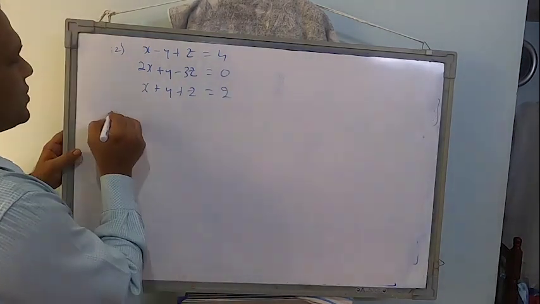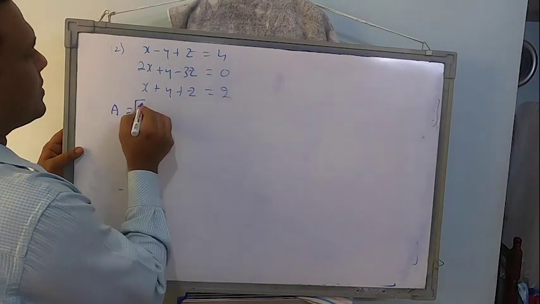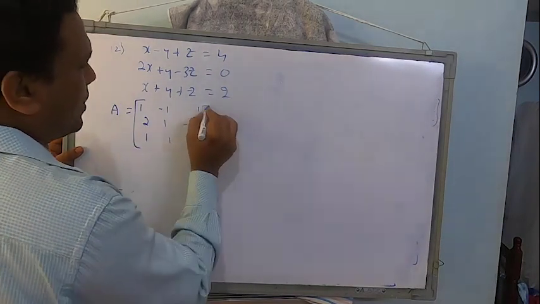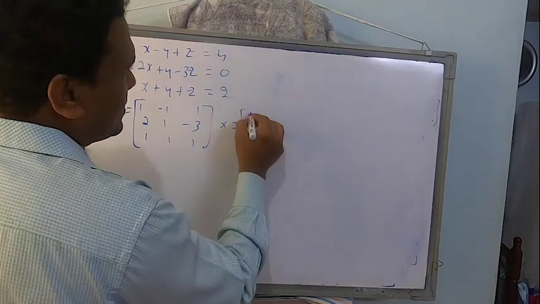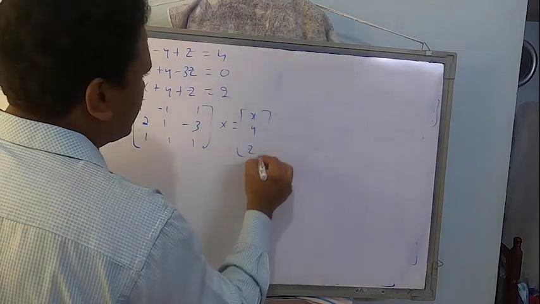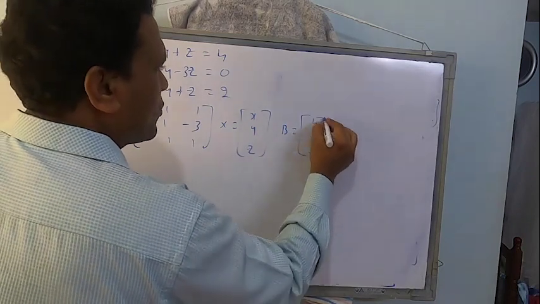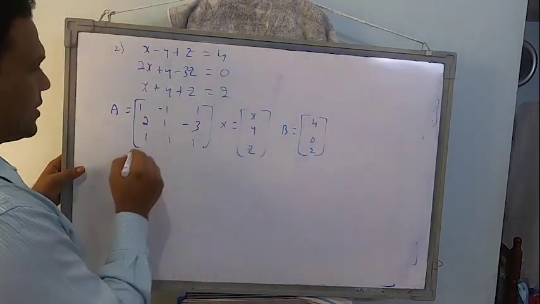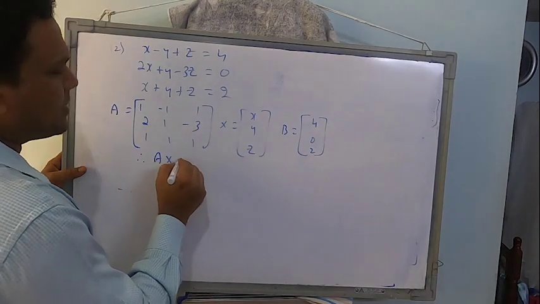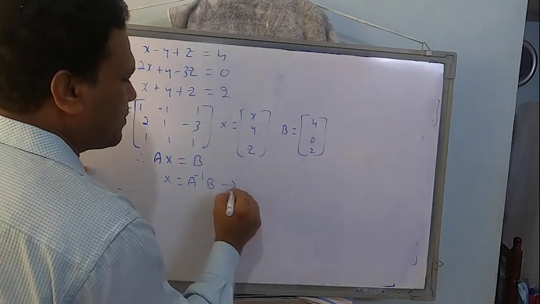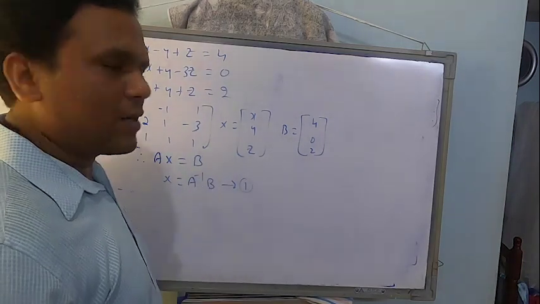Okay. So the first thing is converting them into matrices: A is 1 minus 1 1, 2 1 minus 3, 1 1 1. So matrix X is x y z. It is always the same. So matrix B is going to be 4 0 2. Right. So once I got this, the given system can be written as AX equal to B. Therefore, X equal to A inverse multiplied by B. Right? The procedure is always required.